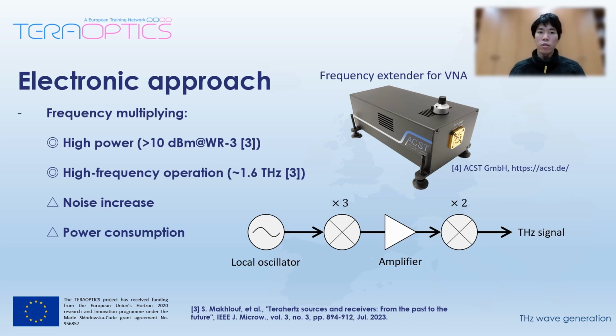However, noise accumulates as the number of multiplying or amplifying steps increases. That's not ideal for terahertz applications, which require ultra-low noise terahertz sources. Besides, cascaded electronic systems introduce large power consumption that cannot be ignored.